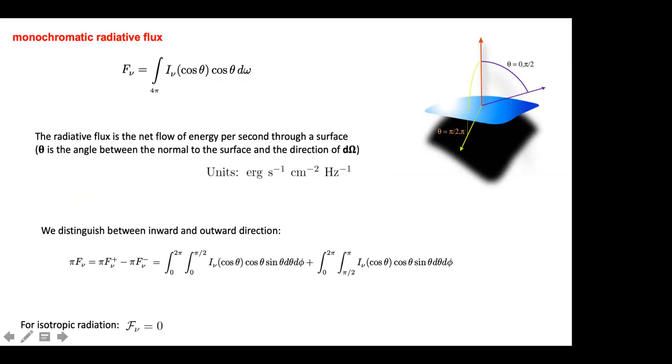Radiative, because of course it's flux of radiation. When we talk about flux, it can be a flux of many things. In this case, it's flux of radiation, and monochromatic because it depends on wavelength. This is its definition, very easy.